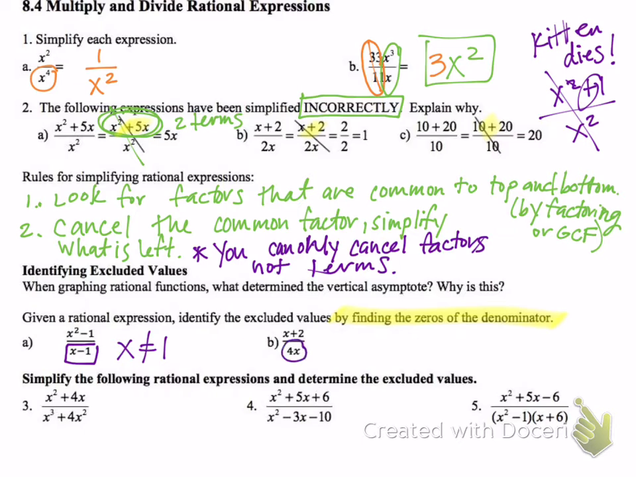What about for part B? If I set that equal to 0, x cannot equal what? I would divide by 4. It would just be 0. Exactly.